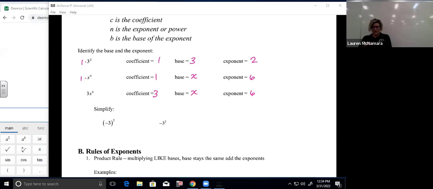So writing that out, that actually looks like 3 times x times x times x times x times x times x. The only thing that's being raised to that 6th power is the x. Let's look at this example here where we're simplifying.